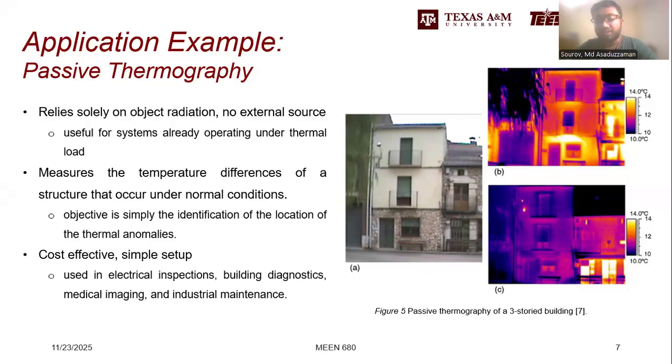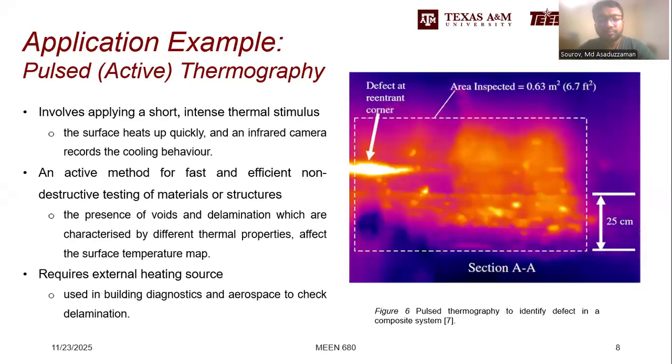Also, electrical equipment such as transformers or circuit panels naturally develop hotspots due to faulty components. Similarly, building diagnostics often rely on passive imaging to detect insulation failure or air leakage. And of course, in these cases, the objective is simply to locate thermal anomalies.